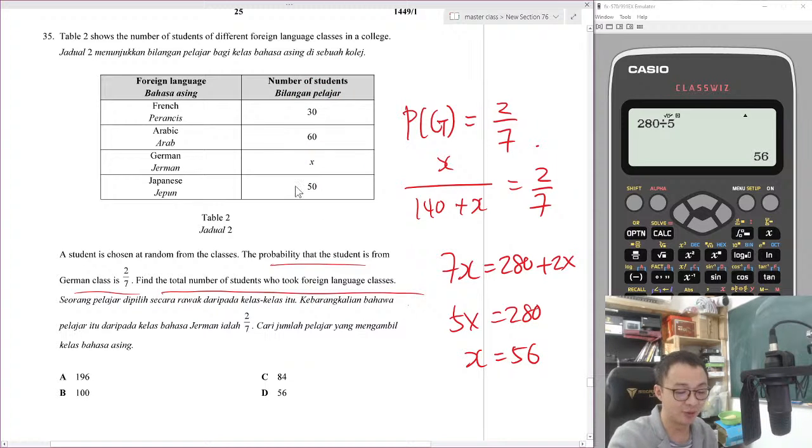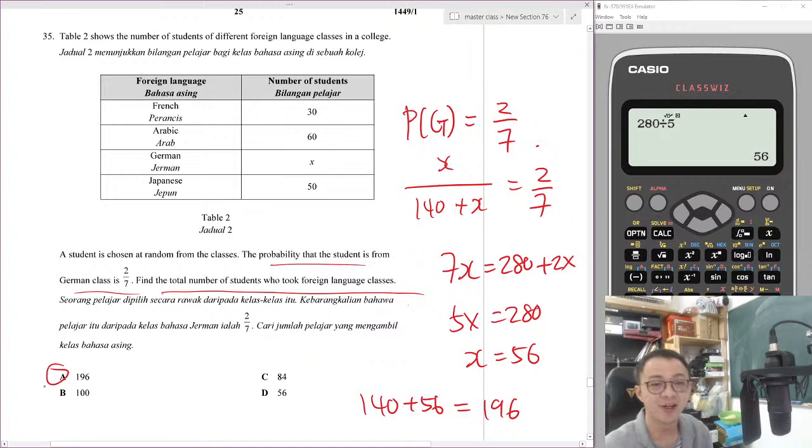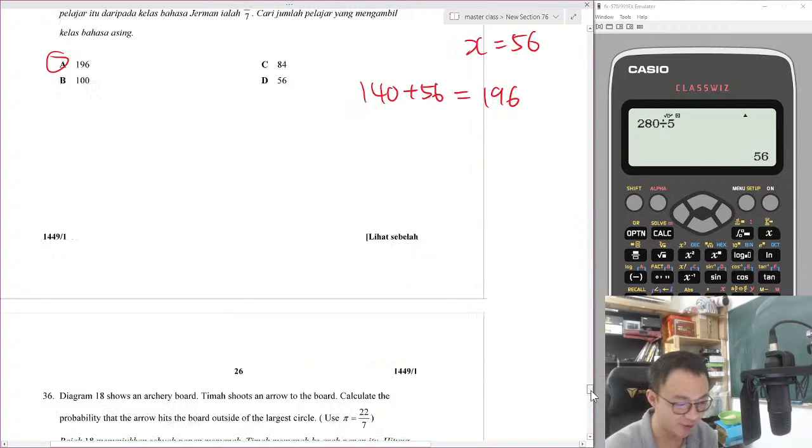Find the total number of students. Yeah, basically they want to know the total. So it's 140 plus 56 is 196. Answer is A. Okay, you must read the question carefully. Yeah, this is how you do it. If you have any question, you can ask me.